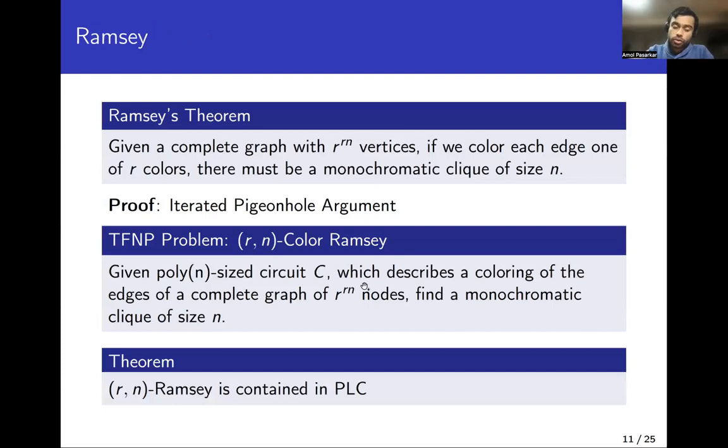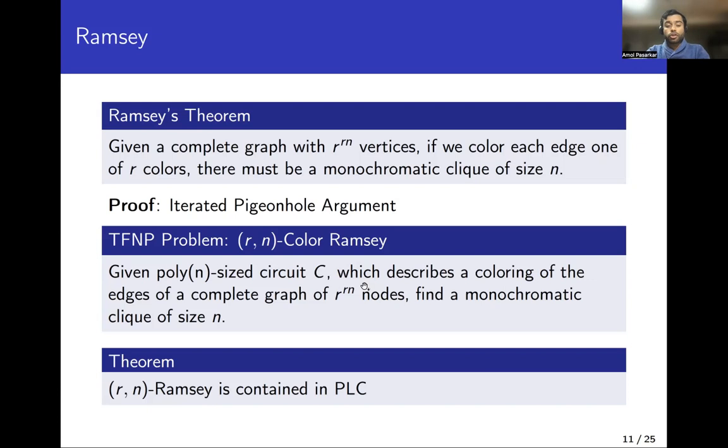So another combinatorial result whose proof uses the iterated majority argument is Ramsey's theorem. And the version of this theorem that we're going to discuss here is as follows. You have a complete graph of size r to the Rn, and you color each edge using one of R colors. There must be a monochromatic clique of size n, according to Ramsey's theorem, and there's an iterated majority argument at play here as well.